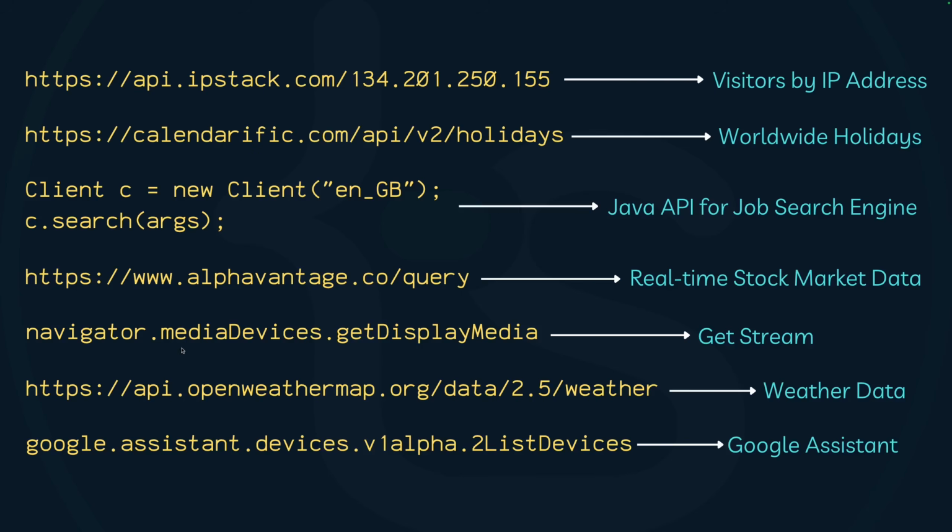A thing like navigator.mediaDevices.getDisplayMedia helps you to interact with your hardware devices over an API call and get you the details that you want to work with. Similarly, the next one is again over HTTP, gives you the weather data, whereas the last one might be more useful for an IoT system, Internet of Things system, where you want to use the Google Assistant to get something done.